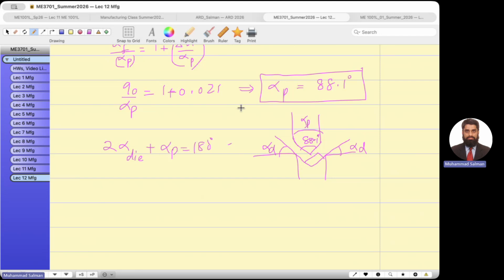Agreed? So if you have alpha punch 88.1, can you do the math to find out the alpha die? If you do the math, do you get 45.95 degrees? So we have found both. You got it? Good job, guys. You are doing good. You are smart kids. Very good.